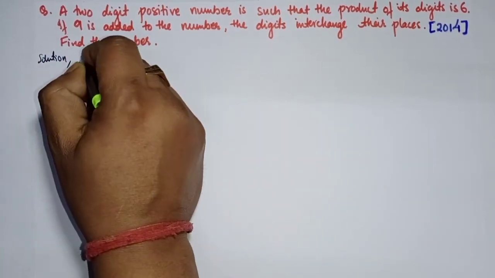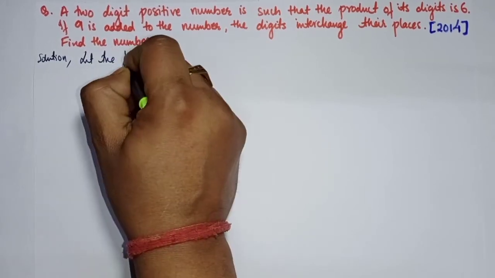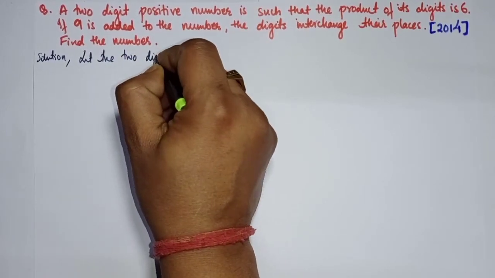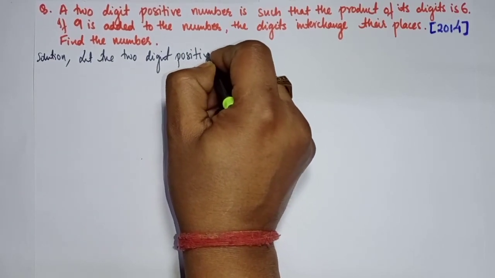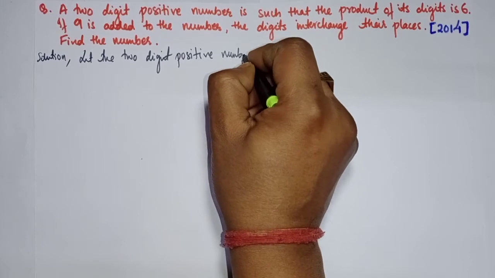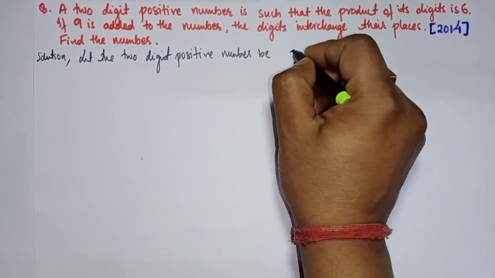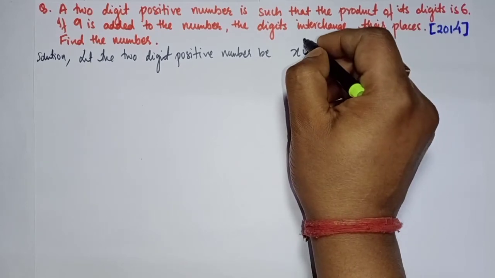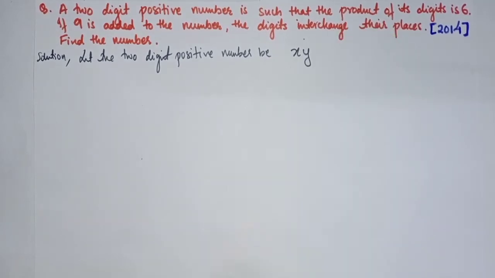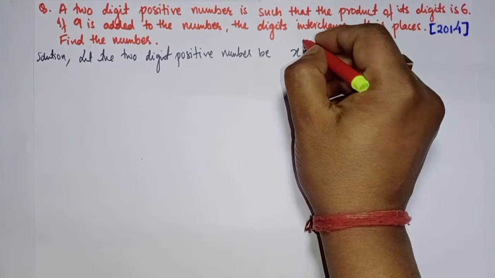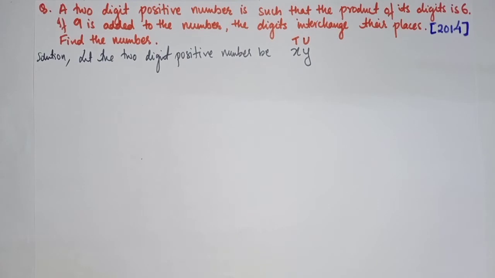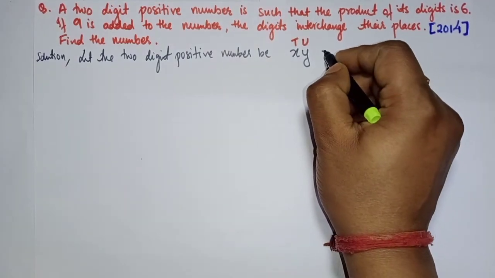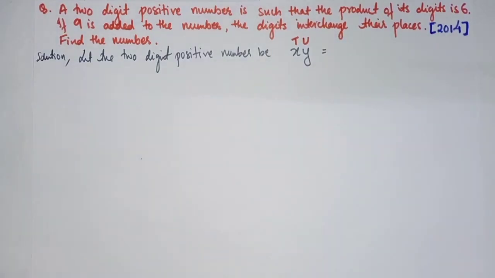Let the two-digit positive number be xy. Always take it this way only. I'll take this as the unit and this will be the tens. So the two-digit number with unit and tens is xy. What can I write? I have already discussed this in another sum.